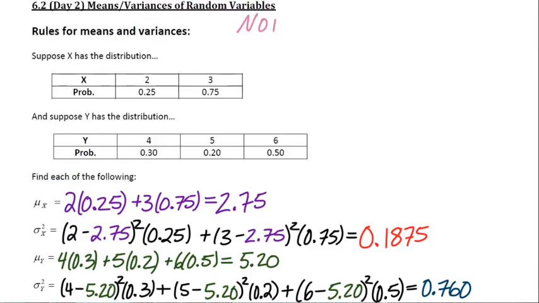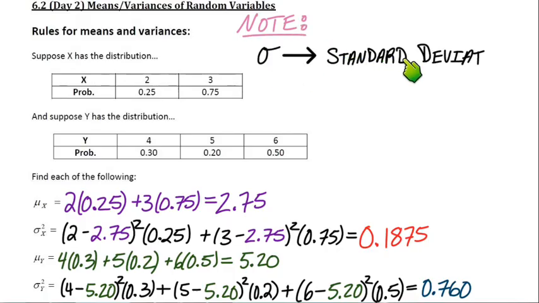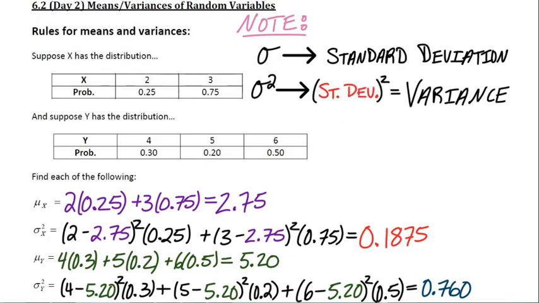And then before we get on, just one quick note to remind you. Sigma represents the standard deviation. Sigma squared, which is the standard deviation squared, is the variance, okay? So let's keep those things straight before we go any further.